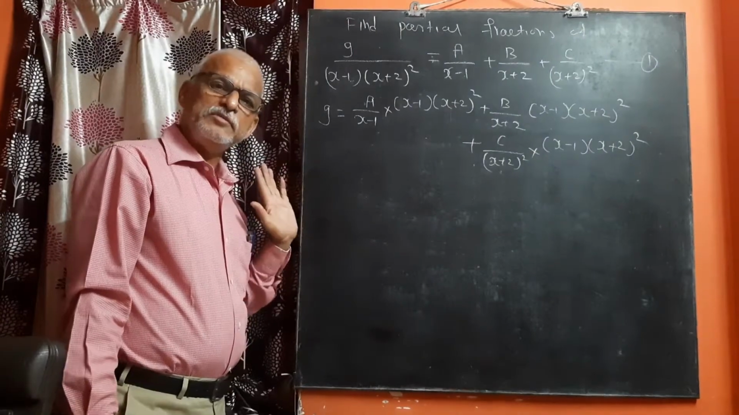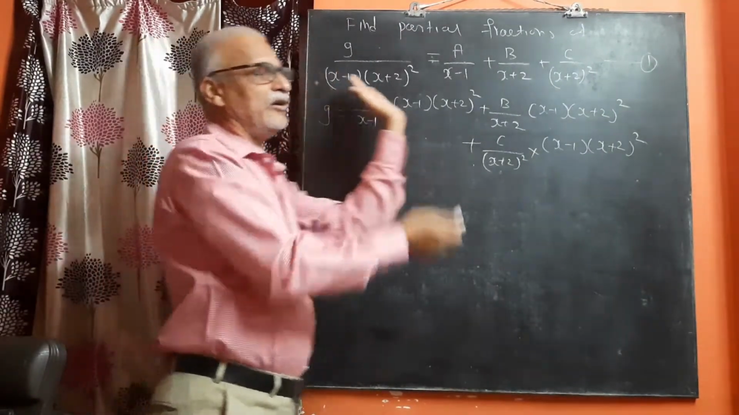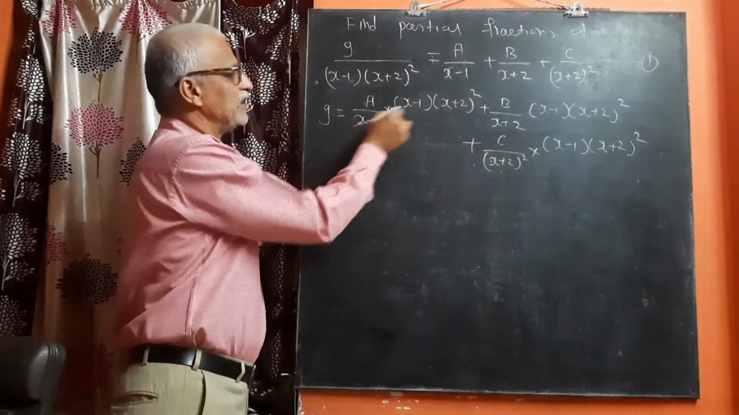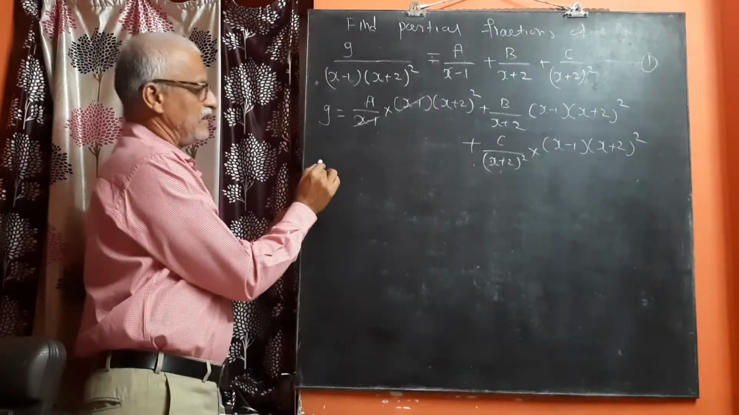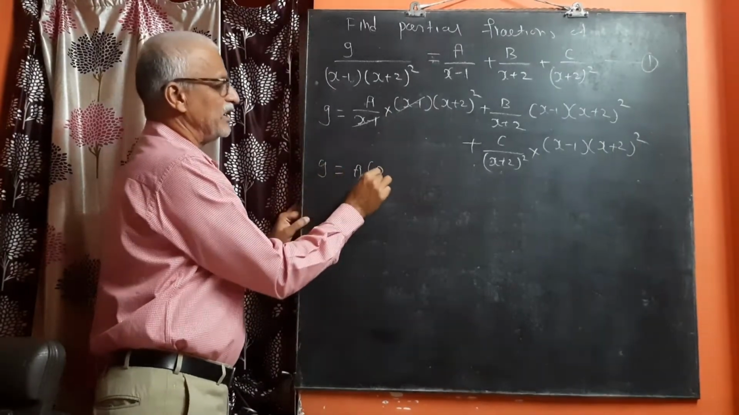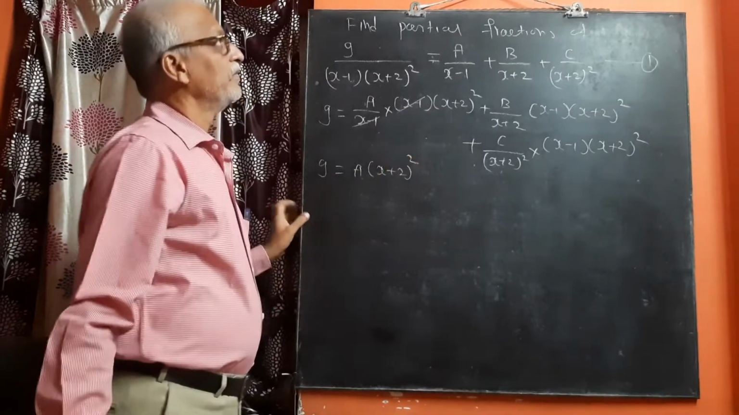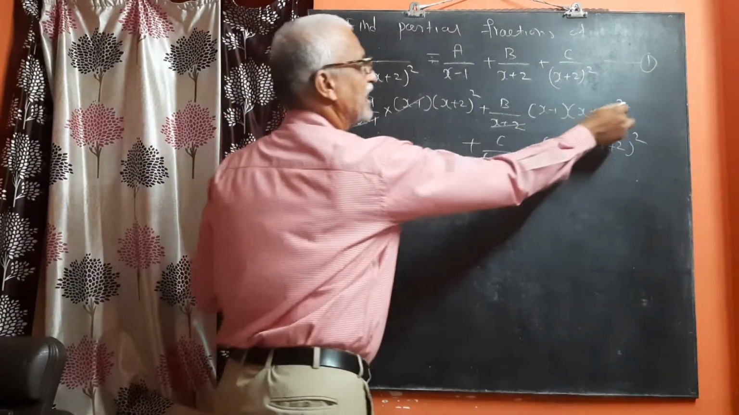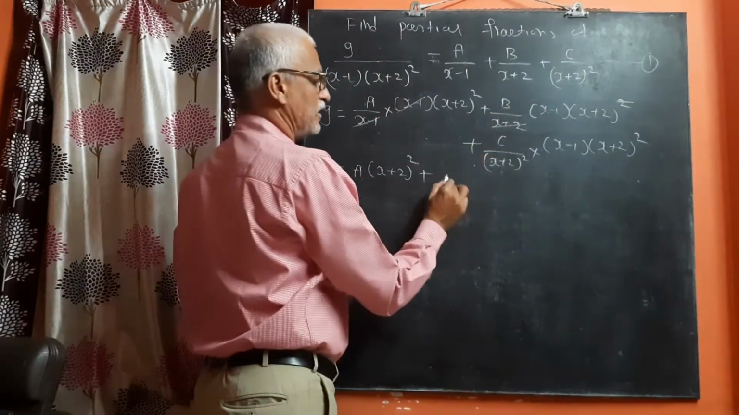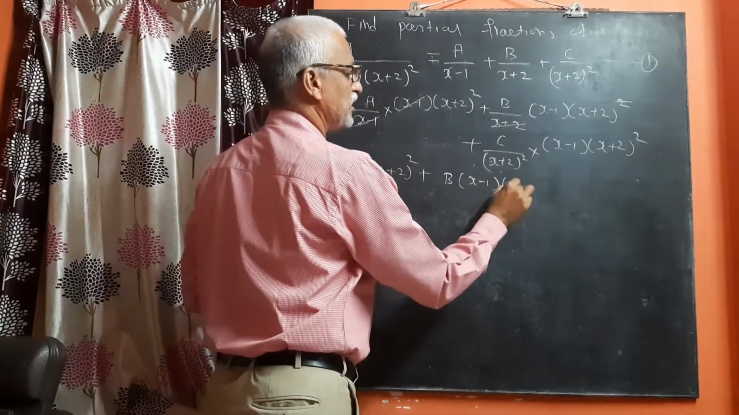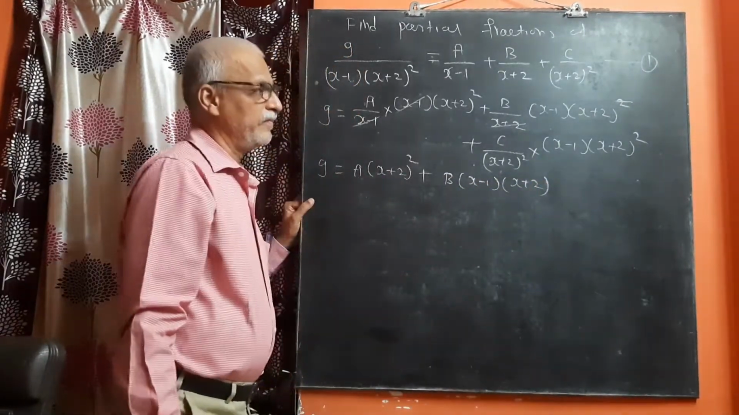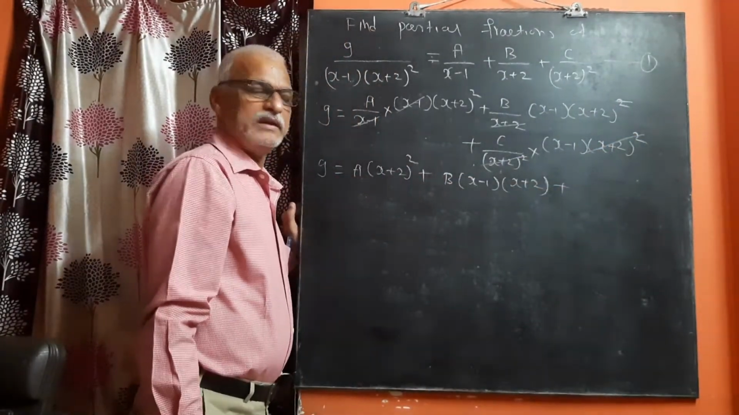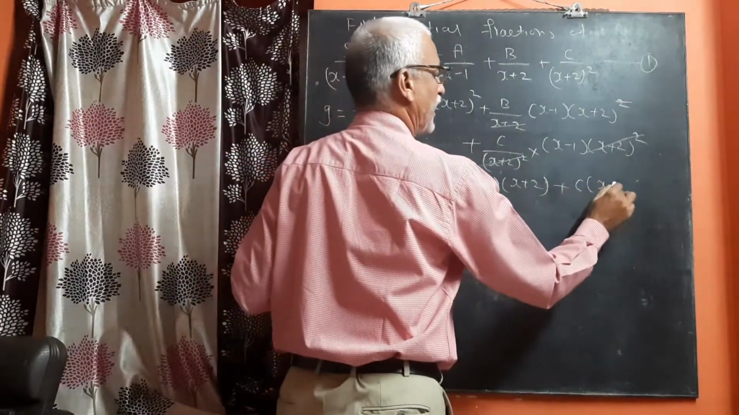What did I do? I just took the denominator to the right side, so it is multiplied with each term. X minus 1 gets cancelled, so we get 9 equals a into x plus 2 the square, plus b into x minus 1 into x plus 2, because x plus 2 the square partly gets cancelled, plus c into x minus 1. This is our equation number 2.